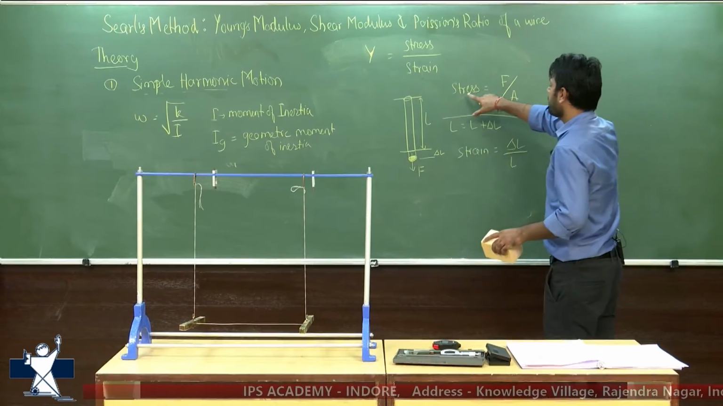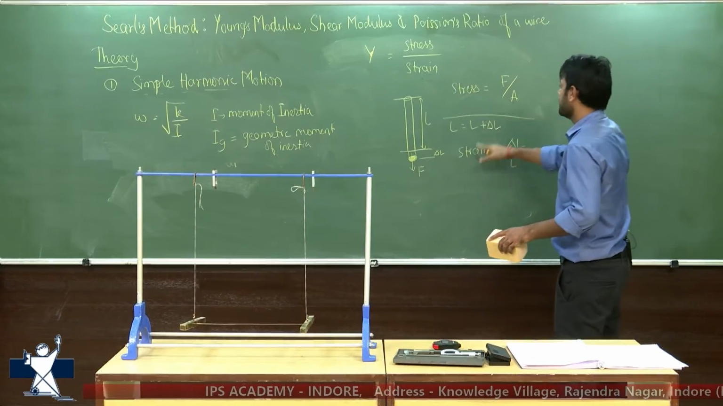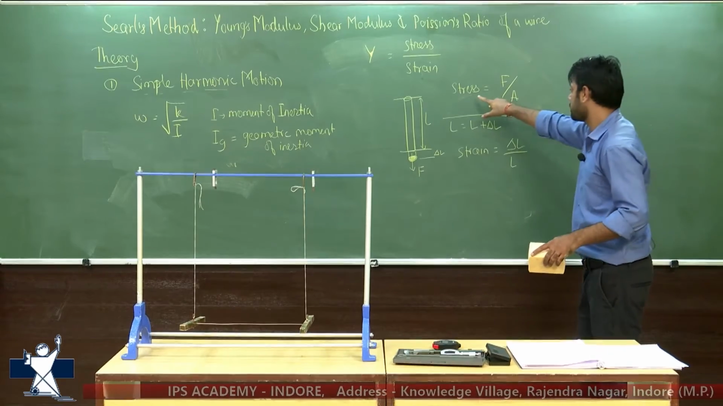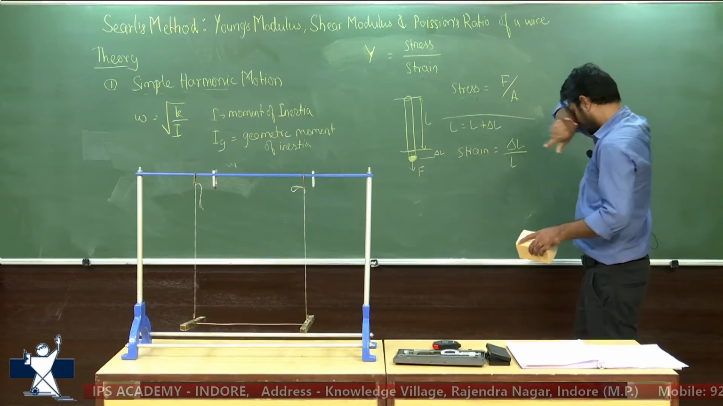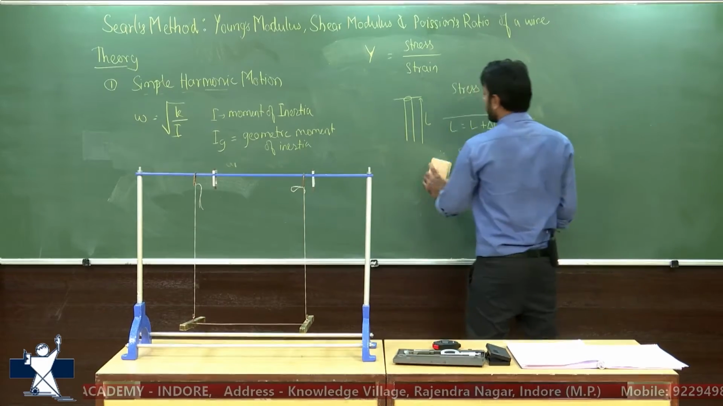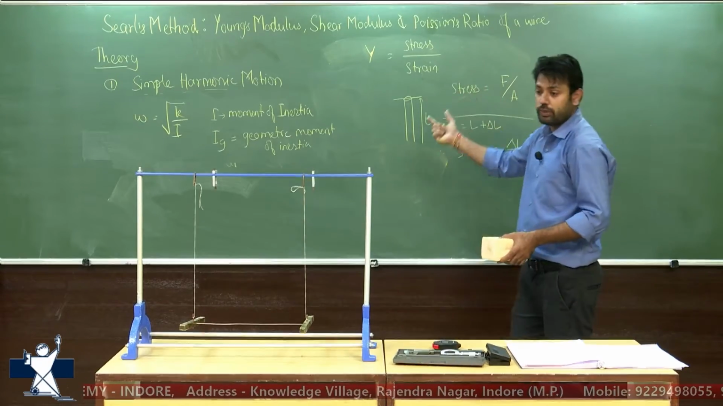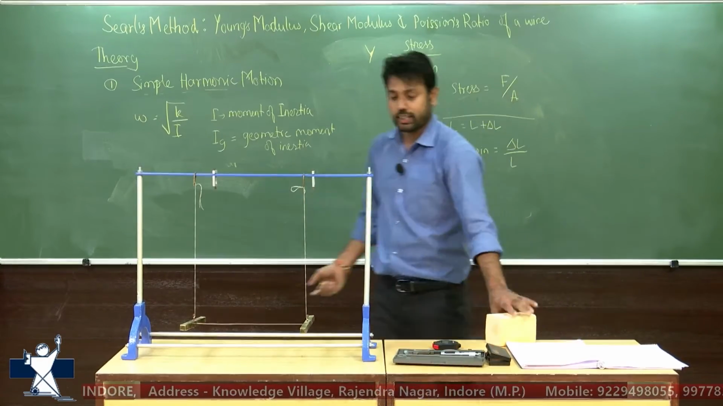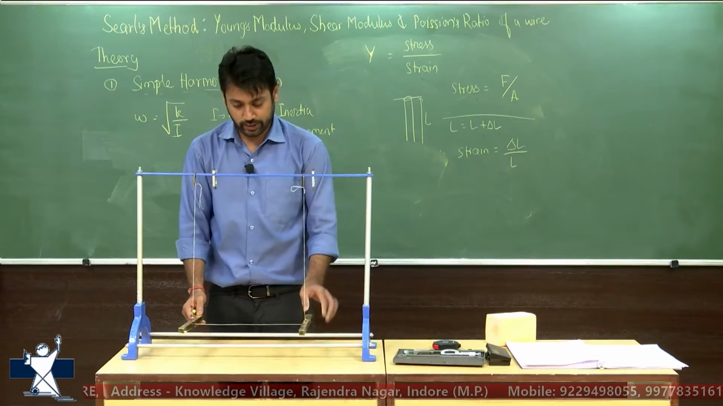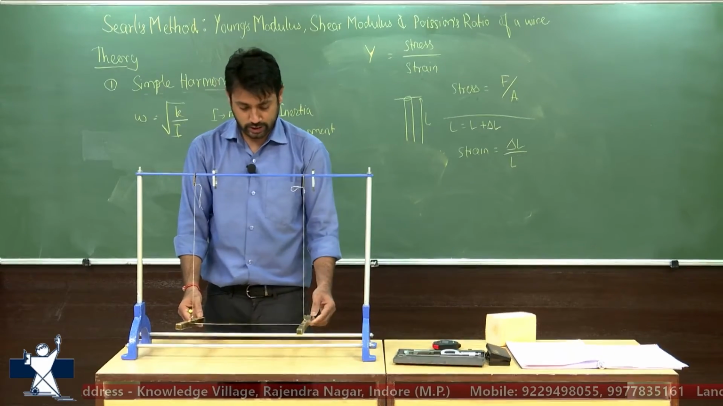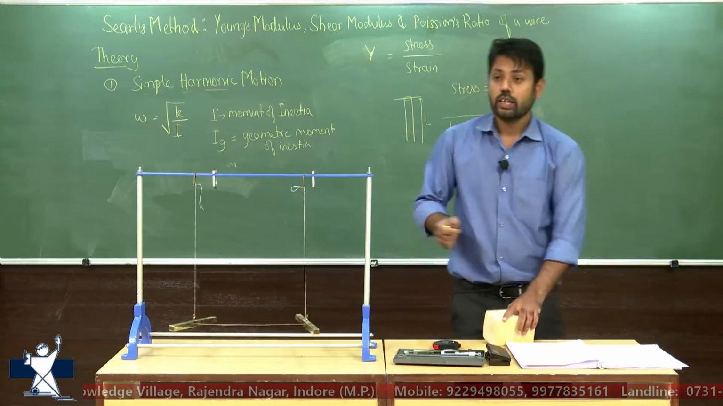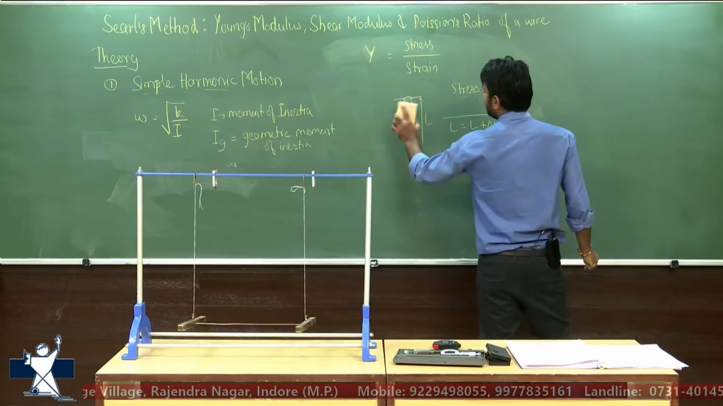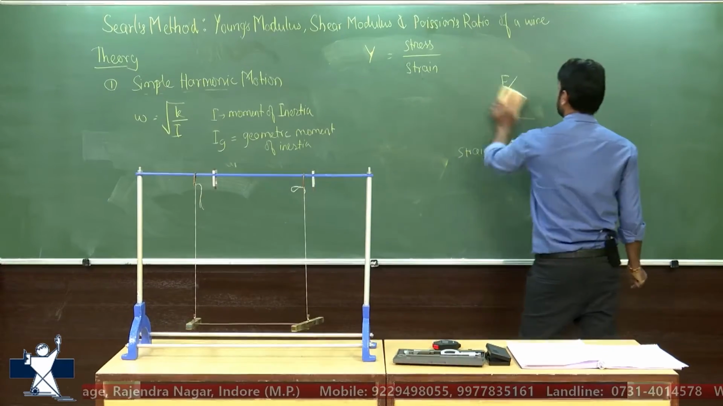So I hope you will remember these quantities: stress, which is force per unit area, and strain, which is change in length divided by actual length. In this experiment, we are not stretching some object, we are bending it. We are bending this wire. But bending is somehow related to stretching and compressing. So let's see how.